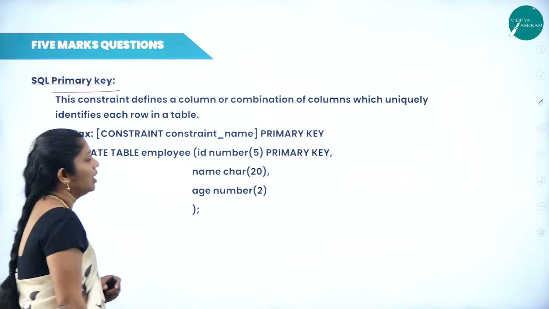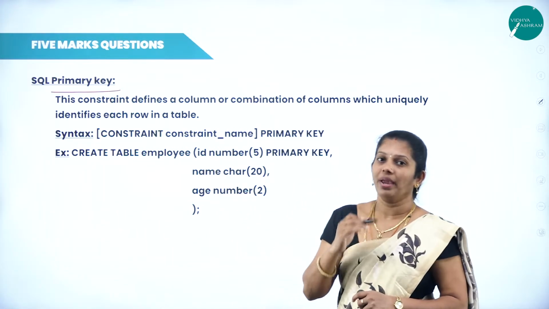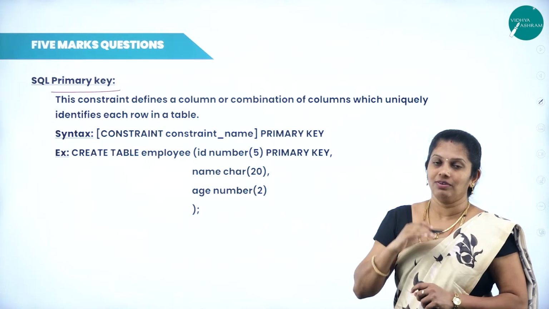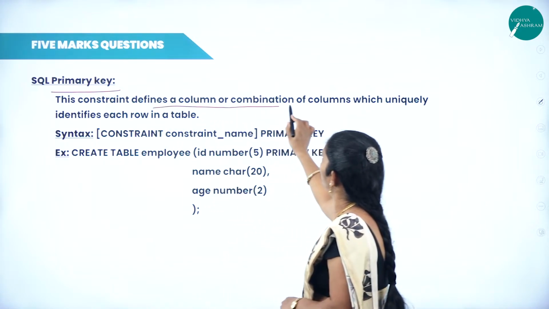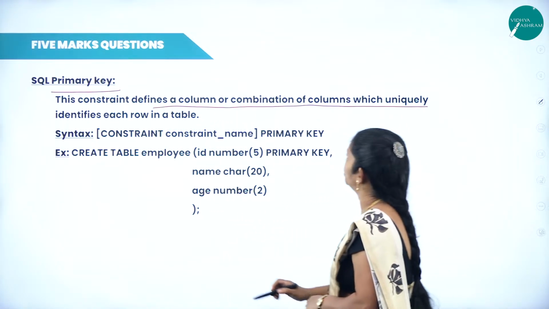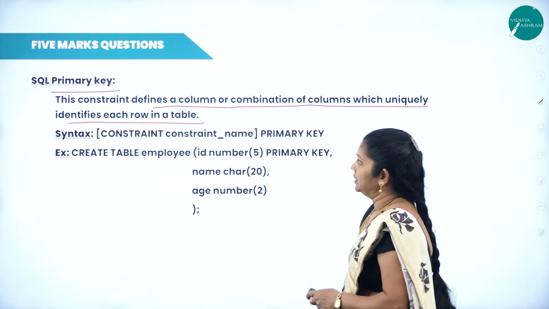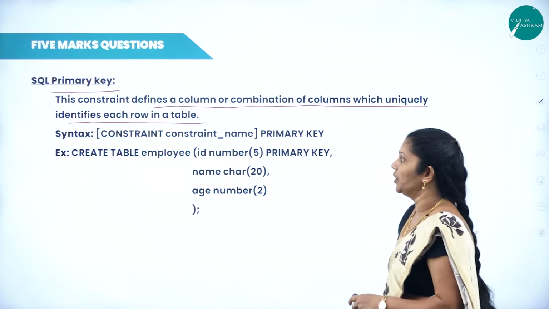The first one is primary key. Already I told you this helps to make the particular column a unique value that will never repeat for anybody. That is, this constraint defines a column or a combination of columns which uniquely identify each row in a table. Further, the general syntax is constraint, constraint name, then primary key to mention.